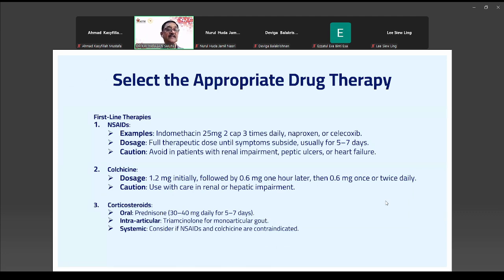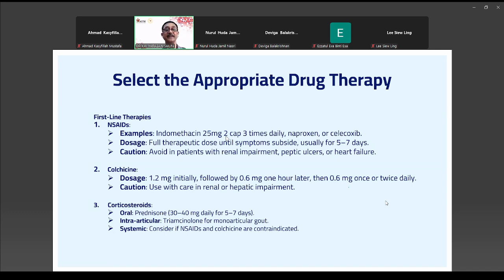Then you add in colchicine. Colchicine is 1.2 milligram initially, followed by 0.6 milligram 1 hour later, and then 0.6 milligram once or twice daily. Again, use with care in renal and hepatic impairment. If the patient is sensitive or allergic to NSAID, then you combine colchicine with corticosteroid. There's prednisolone, or you can give intra-articular triamcinolone, and consider if NSAID and colchicine are contraindicated. So you don't give all the 3. Either you can give NSAID and colchicine, or colchicine and corticosteroids.